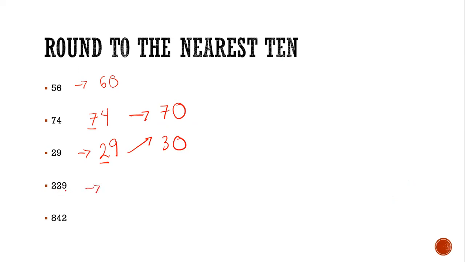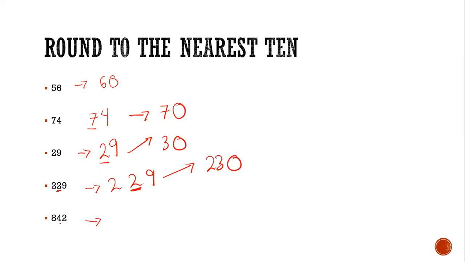229. Okay, what's the tens here? The tens is the 2 here. So what's the number after the 2? It's 9. Okay, let me write 229 here. This is the number that we're going to round. What's the number after the 2? It's 9. Is 9 5 or more? Yes, so we round this up to 230.